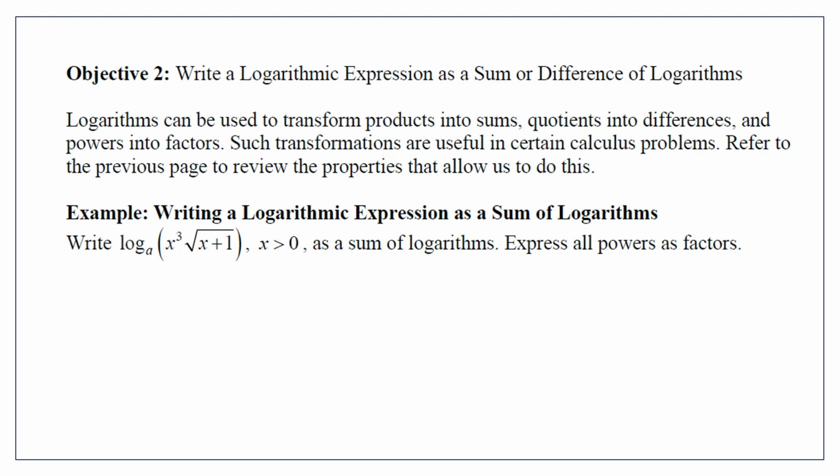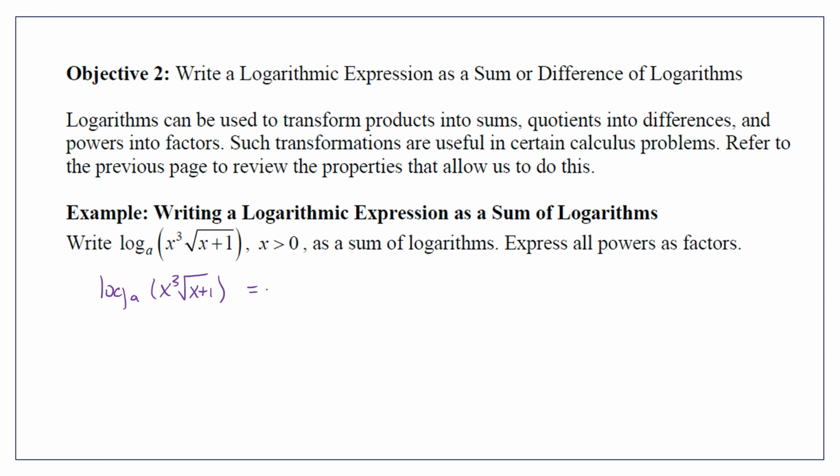First we're going to write a logarithmic expression as a sum of logarithms. We're going to write log base a of x to the third times the square root of x plus 1, where x is greater than 0, as a sum of logarithms, and we're going to express all powers as factors. So we have the log base a of x to the third times x plus 1.